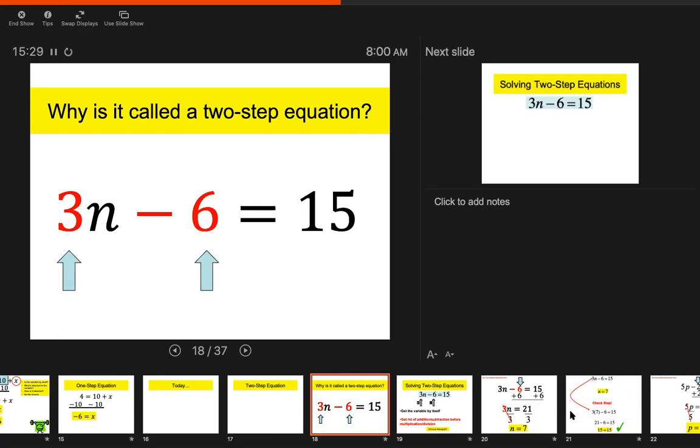Remember, what's on the other side of the equation? I didn't care, but I don't care. I don't need to get rid of 15. To get n by itself, I got to get rid of this 3 and this -6.